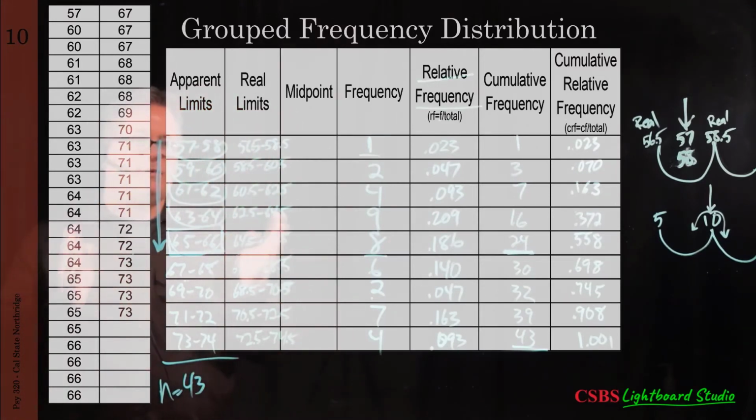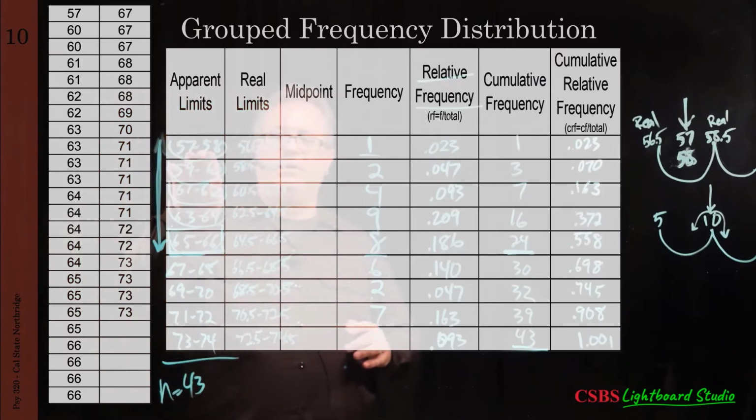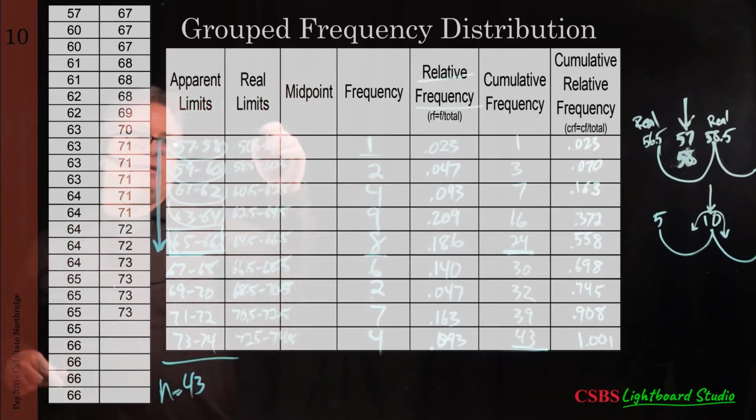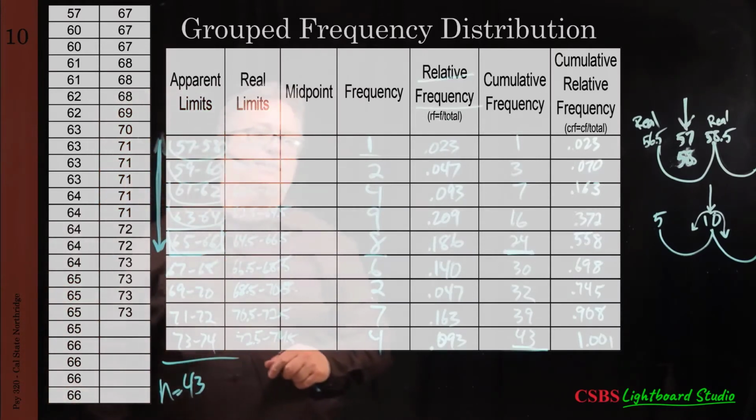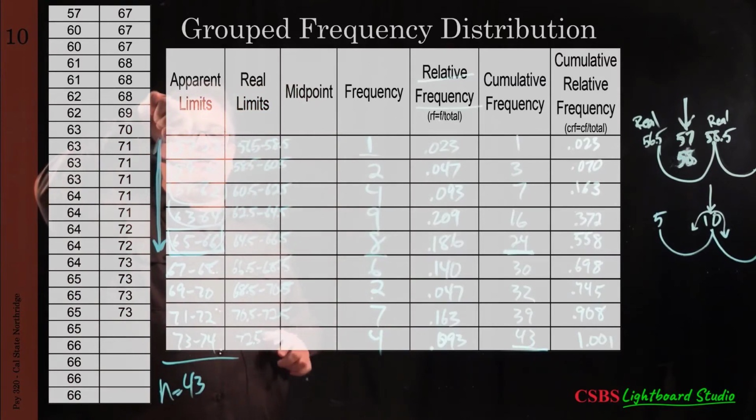Again, they're half a unit above and below the apparent limits, so that we know that everything in between those numbers should be in that class. And then the midpoints, because this is just a 2-unit class, the midpoint's really just a point in the middle.